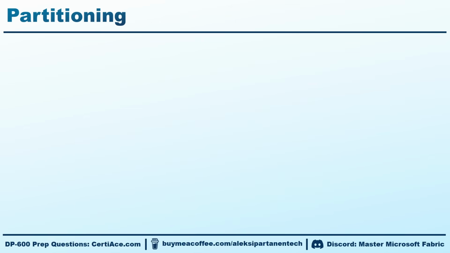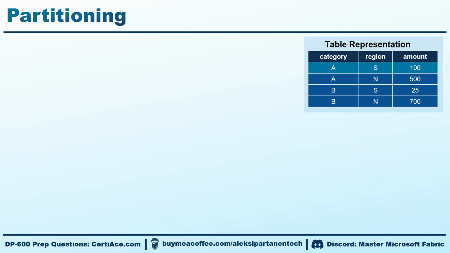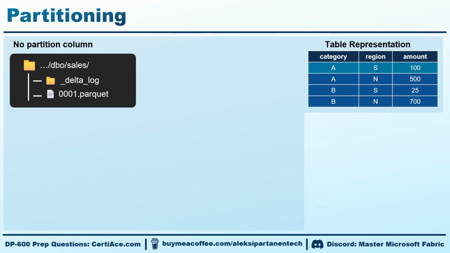Now let's take a look at how partitioning works with Delta tables. Here we have a simple Delta table representing sales data with 3 columns: category, region, and amount. Based on the previous slides, you should be already familiar that under the hood this table looks like this. So we have a folder for the table, and then we have the Delta log and a Parquet file with the data of the table there.